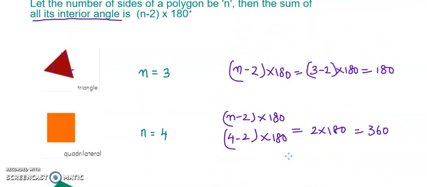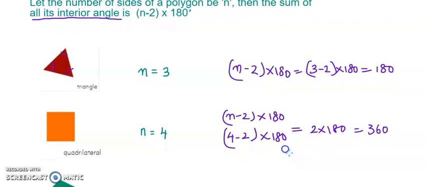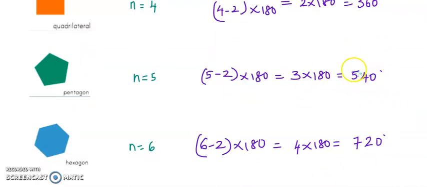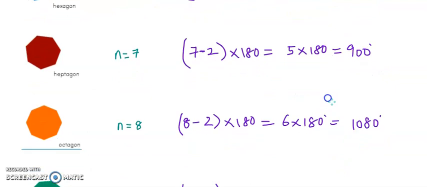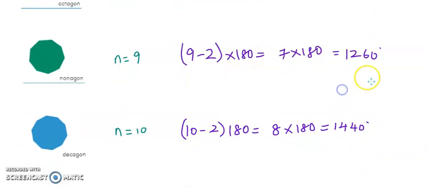If they are added up, what is the total addition of all the interior angles of the polygon? It's n minus 2 into 180. So for a triangle, it's 180. It's called the sum of interior angles. Sum of interior angles of a triangle is 180. Of a quadrilateral is 360. Of a pentagon is 540. Of a hexagon is 720. Sum of all the interior angles for a heptagon is 900. Of an octagon is 1080. Of a nonagon is 1260. And of a decagon is 1440.